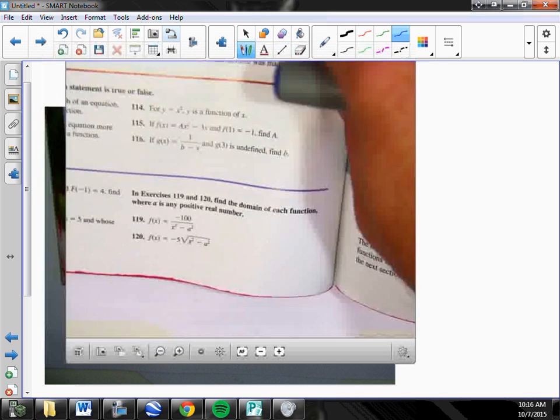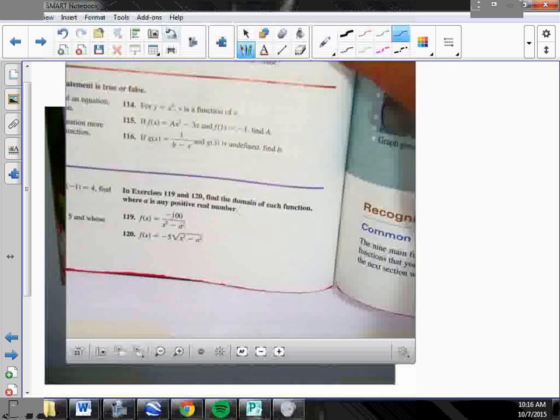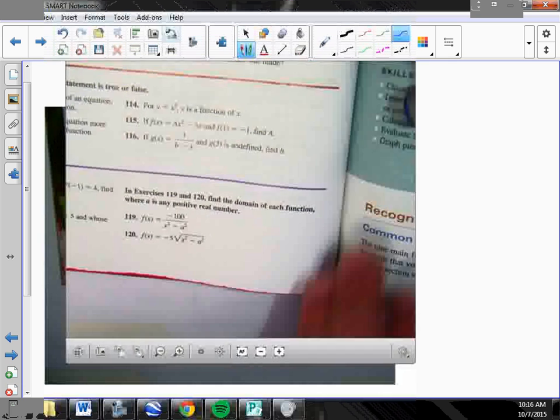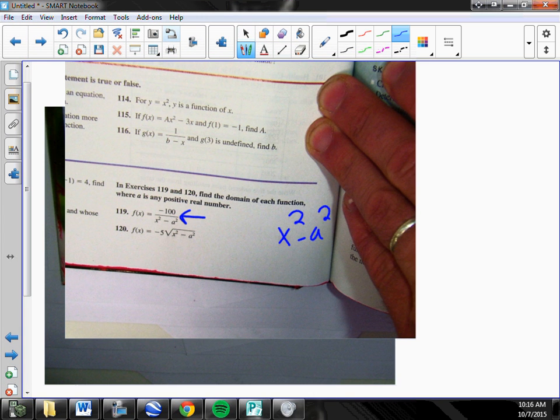So 119. We want to know what is the domain of this if a is a real number. Just set x squared minus a squared equal to 0, and that's the only point that doesn't exist. And then 120, you just want to know when is x squared minus a squared greater than or equal to 0.